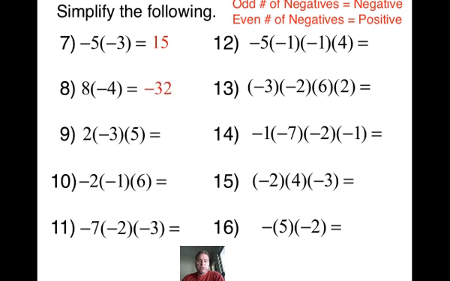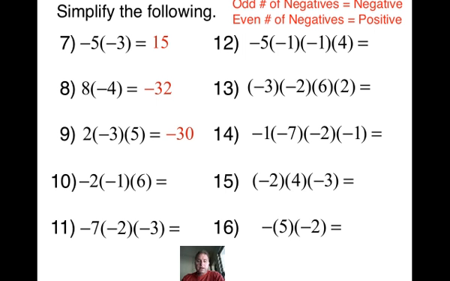Number 9. 2 times negative 3 times 5. Well, I have 1 negative there. 1 is odd, so that means my answer is going to be negative. So I have 2 times 3 times 5. 2 times 3 is 6. 6 times 5 is 30. And I had 1 negative, so that means it's going to be negative 30.